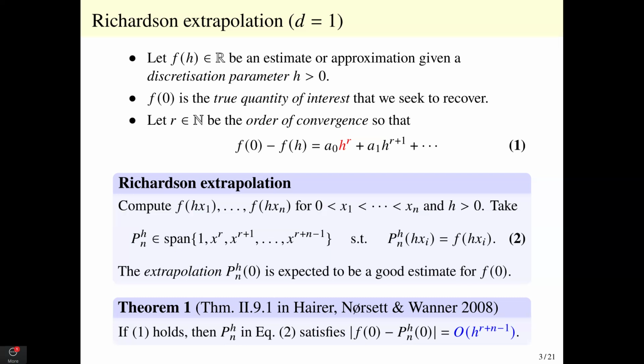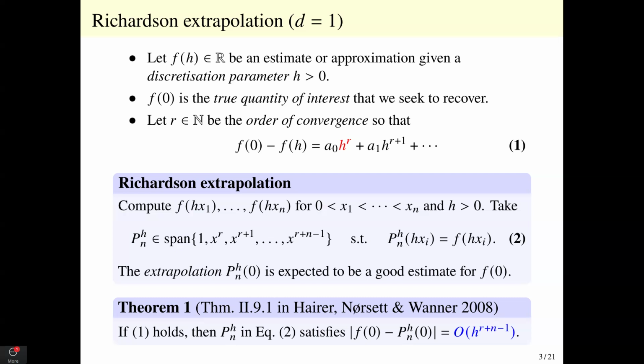So if we have something like this, which in many cases we do, we can use Richardson extrapolation, which works like this. We compute the approximation at a number of different discretization parameters. So if now this plot represents the function f, here f of 0 would be the true quantity of interest. And for positive h, we have some approximation. So what we do here is we take a bunch of discretizations, h1, h2, h3, h4, and so on.